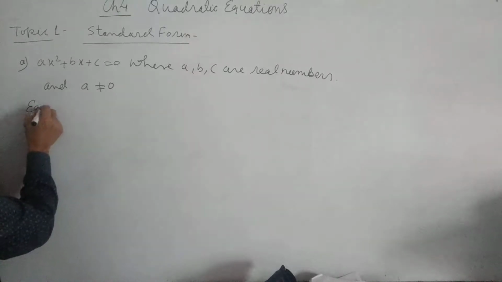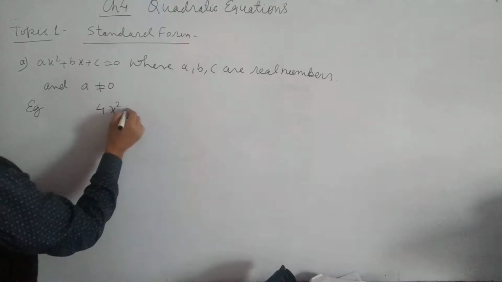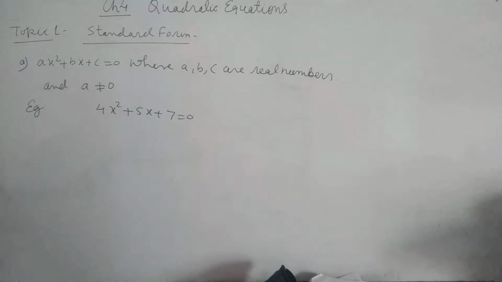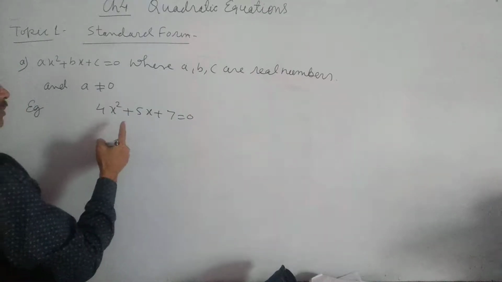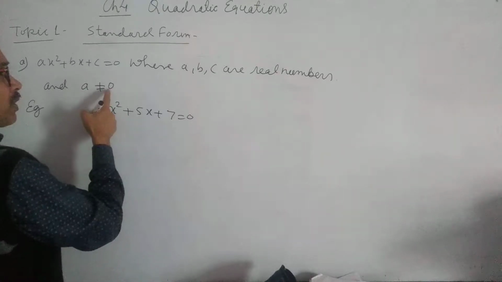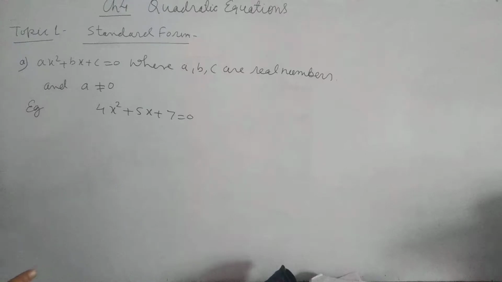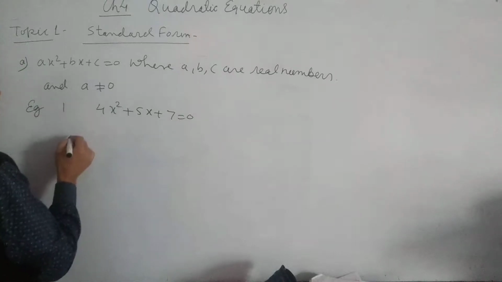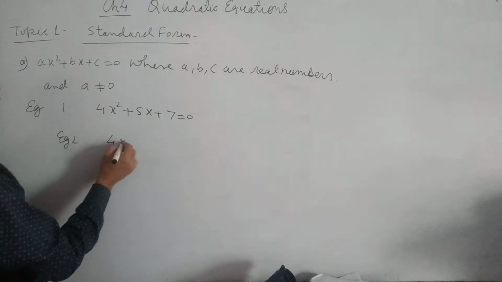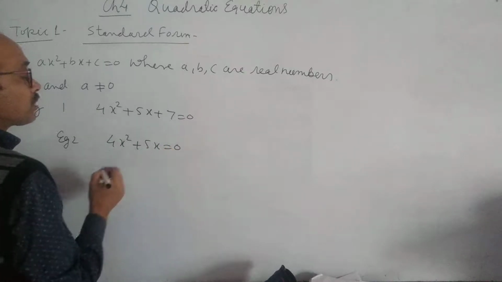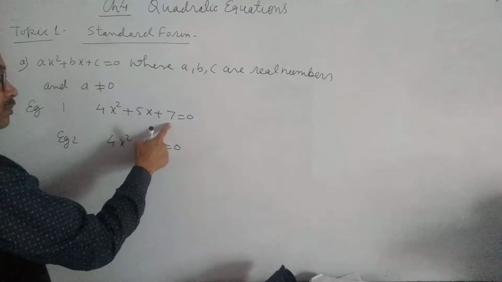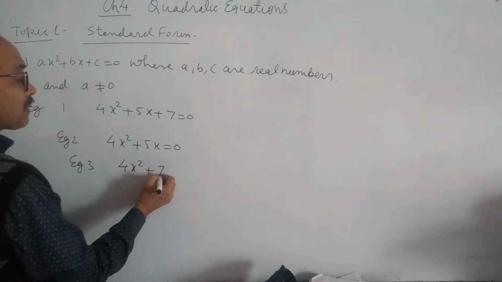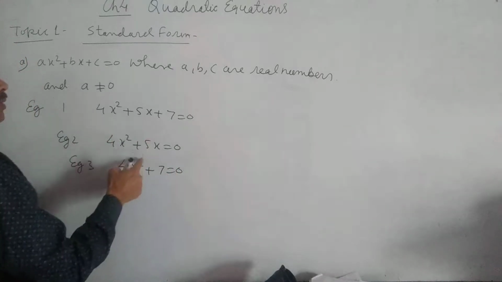Now we'll see some examples, like 4x square plus 5x plus 7 equal to 0. This is a standard form of quadratic equation. But if I say a should not be 0, it means b and c can be 0 or non-zero. So another example is 4x square plus 5x equal to 0, where c is 0. Or in the third example, 4x square plus 7 equal to 0, here b is 0.